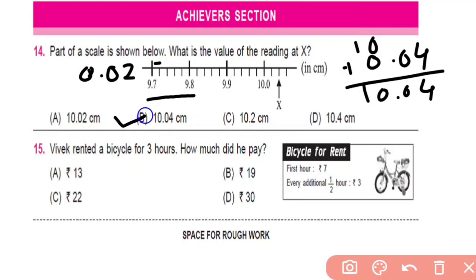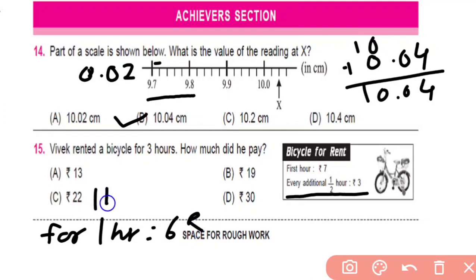Question number 15. Vivek rented a bicycle for 3 hours. How much did he pay? Here 2 rules they have given. First hour is ₹7 and every additional half hour is ₹3. So every additional half hour 3 rupees, means for 1 additional hour 6 rupees, and first hour 7 rupees.